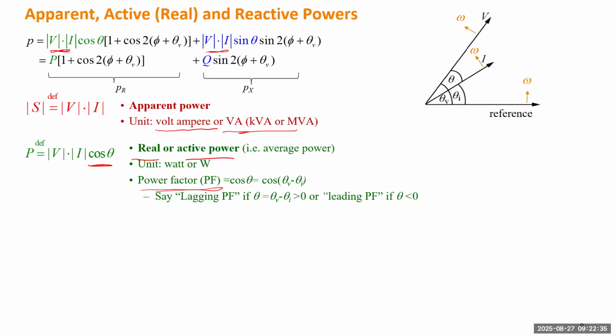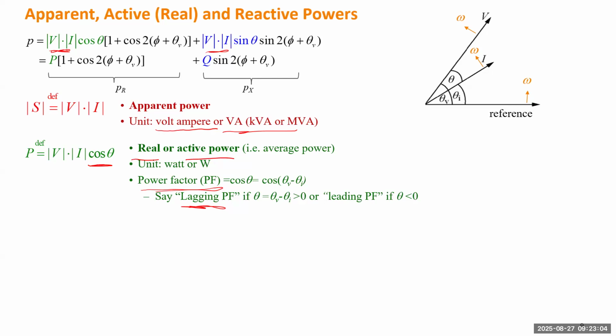But cosine theta doesn't tell the sign of theta. So we still need to give another piece of information to indicate the sign of the angle. If theta is positive, we call it a lagging power factor. That means the voltage angle is bigger than the current angle. Lagging means the subject is actually current. Lagging power factor means current is lagging voltage.